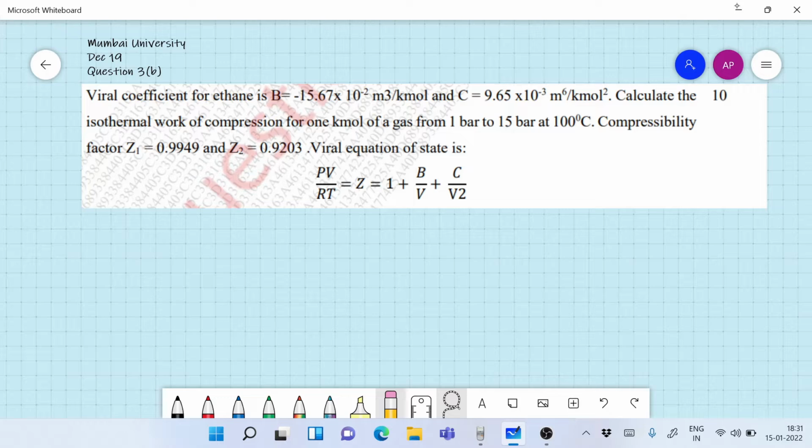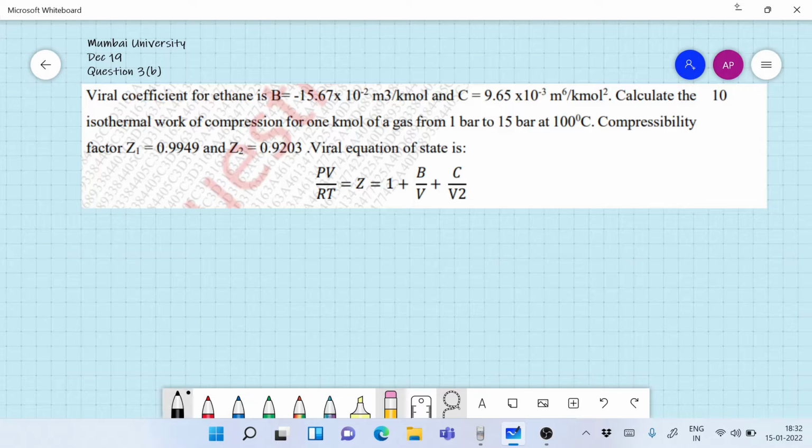The virial coefficient for ethane is B equal to minus 15.67 into 10 raised to minus 2 meter cube per kilomole and C is equal to 9.65 into 10 raised to minus 3 meter raised to 6 per kilomole square. Calculate the isothermal work of compression for 1 kilomole of gas from 1 bar to 15 bar at 100 degrees Celsius. Compressibility factor Z1 is equal to 0.9949 and Z2 is equal to 0.9203. The virial equation of state has been given to you.